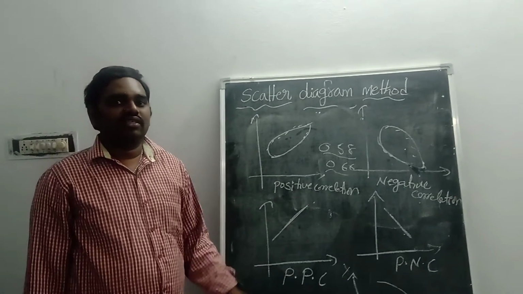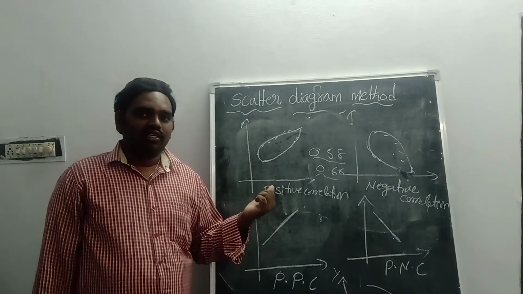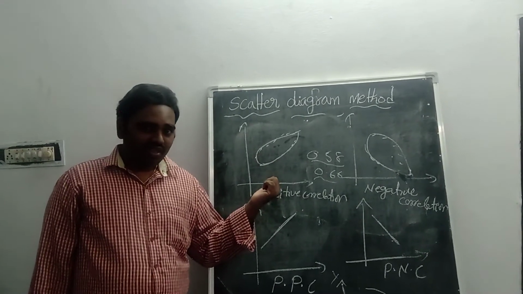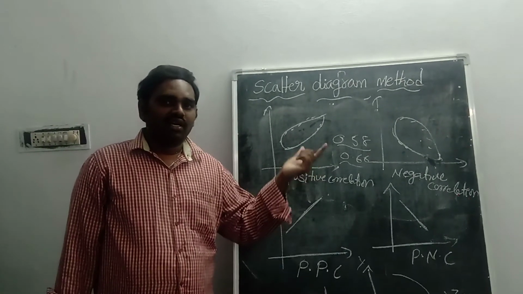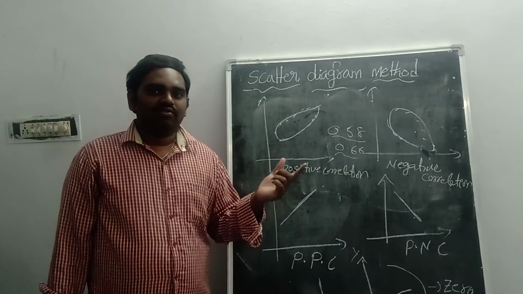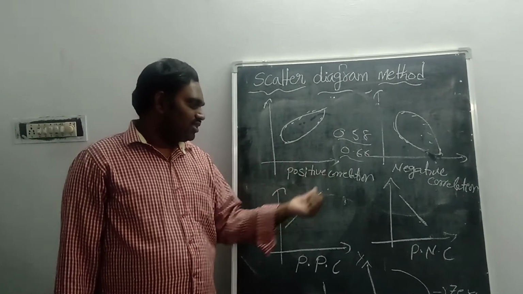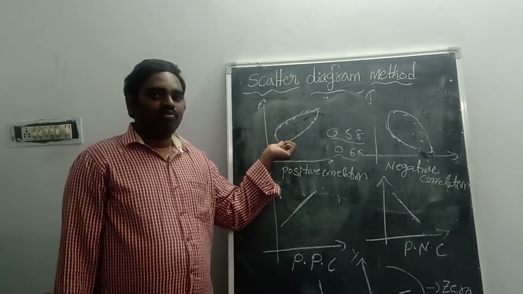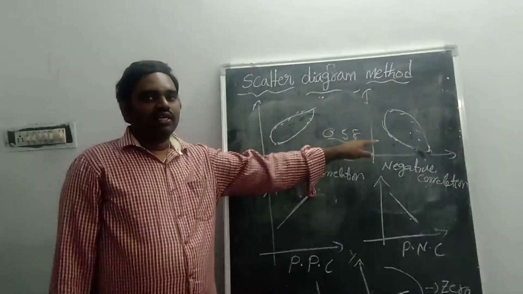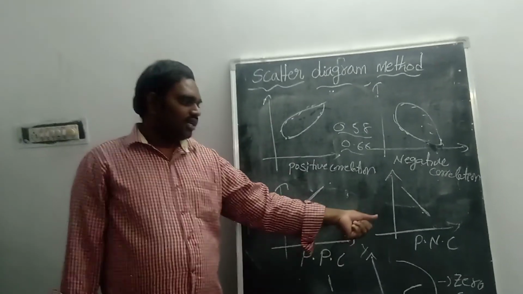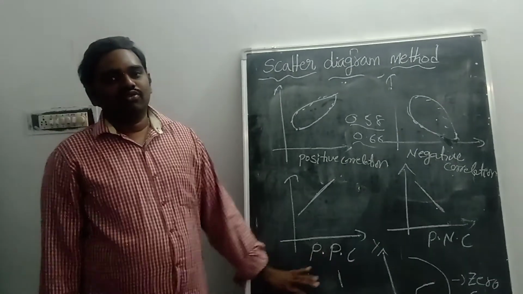Suppose in the examination they ask you to explain the scatter diagram method. First explain what the scatter diagram method is. If the plotted points are very close to each other, we say that correlation exists. If the plotted points are at a long distance from one another, then we say that poor correlation exists. Next, explain the different types of correlation, positive and negative. Positive correlation means the data is in increasing order. Negative correlation means the data is in decreasing order. Here increasing order, exactly straight line. Here decreasing order, exactly straight line. Zero correlation means there is no definite shape. That is known as zero correlation.